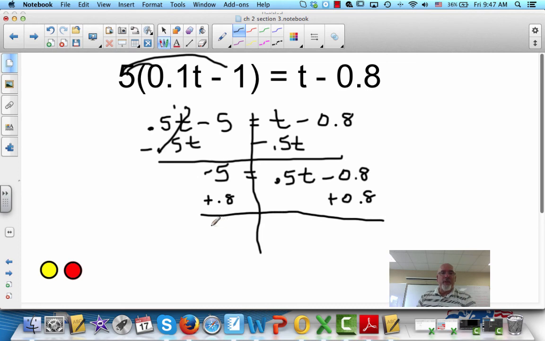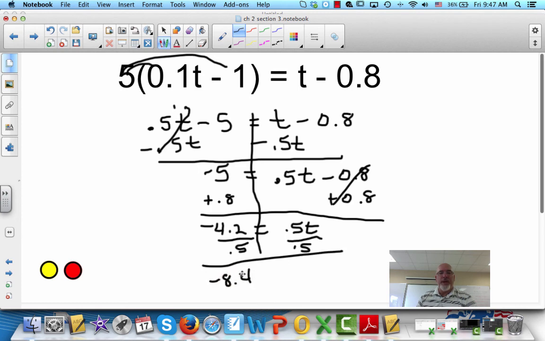That gives us, we've got a negative 5 and a positive 0.8. Different signs you subtract, so we get 4.2. And we keep the sign of the larger number, equals, these cancel each other out, and we got 0.5t. Now to get rid of the 0.5 that's multiplying, we divide by 0.5 on both sides. And that leaves us with negative 8.4 equals t, because these cancel each other out. Is that what you got? I sure hope you did. Good luck in your exercises.